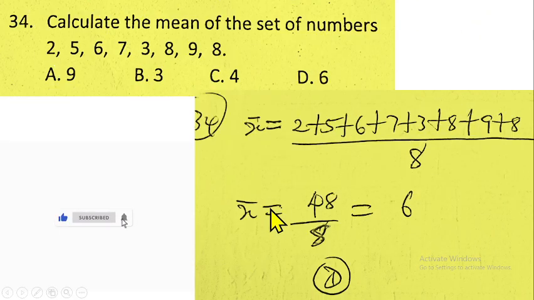Question number 34. Calculate the mean of the set of numbers. All we need to do is to add all these numbers together and divide it by the number of elements we have here. If you add these numbers together, we have 48 and there are 8 data here. So that means you have 48 divided by 8 and that gives us 6. So the mean is 6 and option D is the correct option for question number 34.